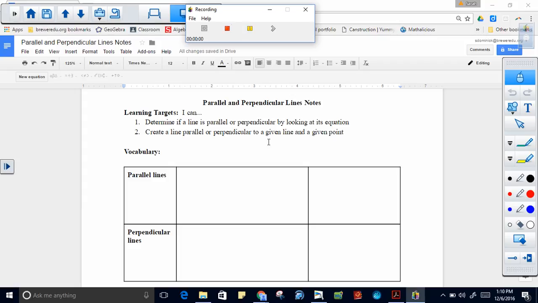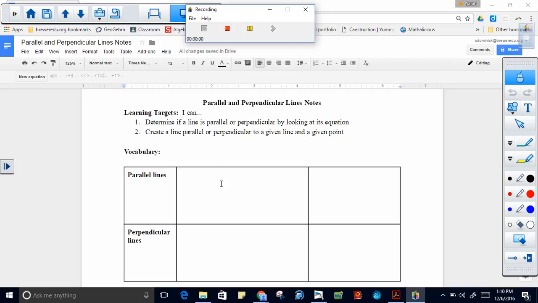So these are your notes on parallel and perpendicular lines. Your learning targets are to determine if a line is parallel or perpendicular by looking at its equation, and to create a line parallel or perpendicular to a given line and a given point.